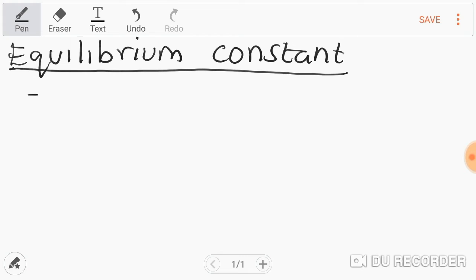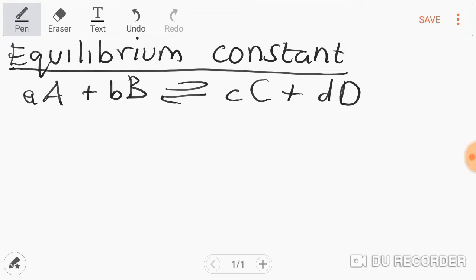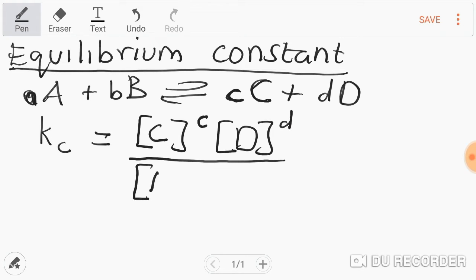So if we have A plus B forming C plus D, then from definition, the equilibrium constant will be equal to, these brackets mean it's a concentration of C. So you have to multiply it by the coefficient of C. So it's the product of the concentrations of the products, divided by the product of the concentrations of the reactants. Product means you multiply.